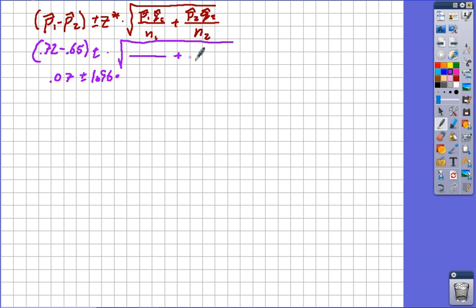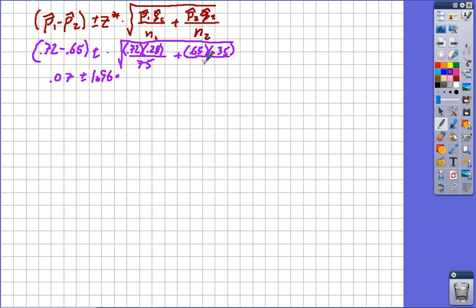And so what did we have for p hat sub 1? That's the probability for students. That was 72%. So 0.72 times its complement, 0.28, divided by its sample size, 75. Over here, with the adults, we had a p hat of 0.65, and that would make q hat 0.35. And the sample size was 60.